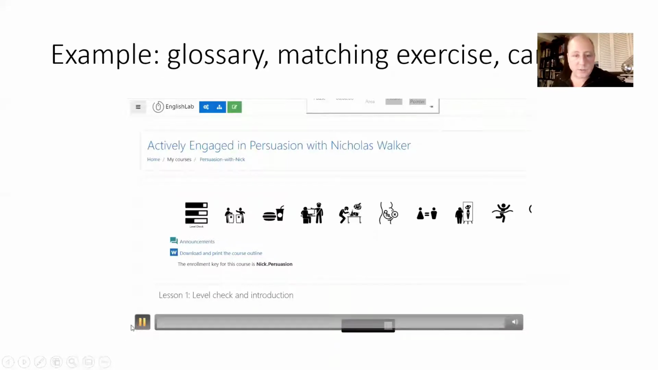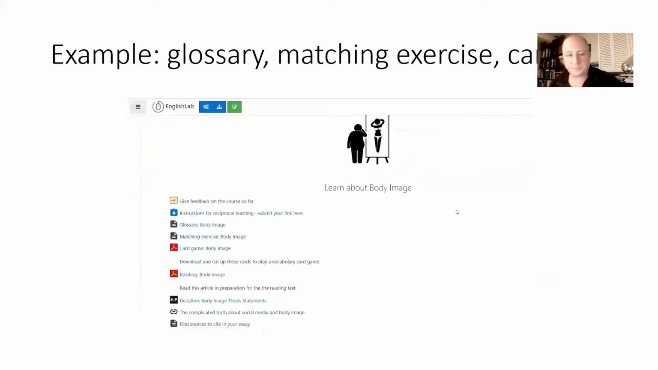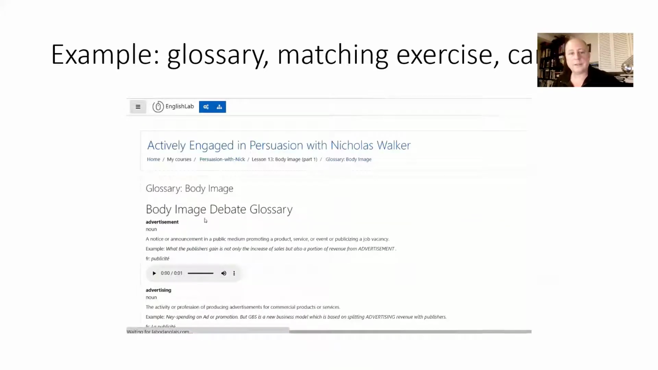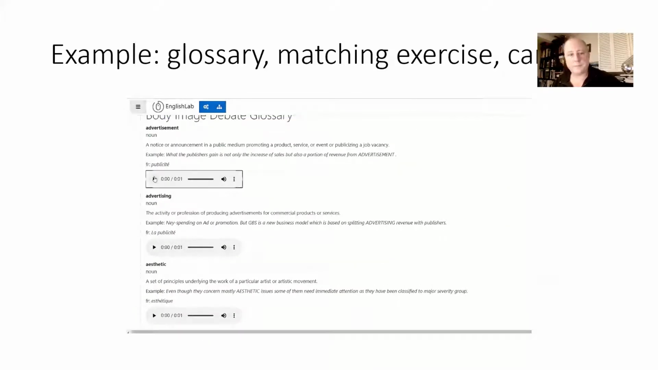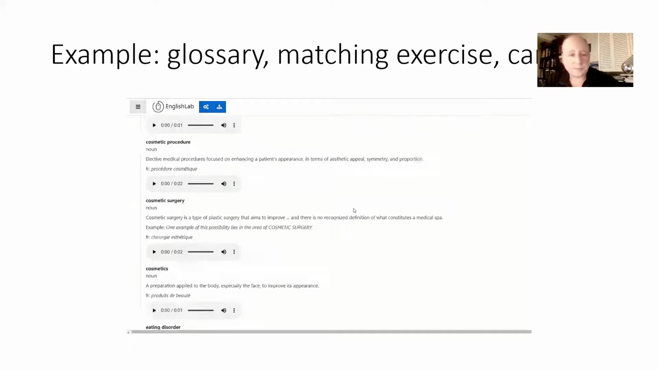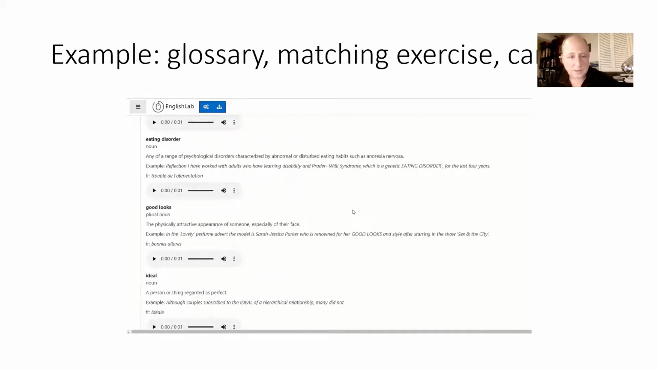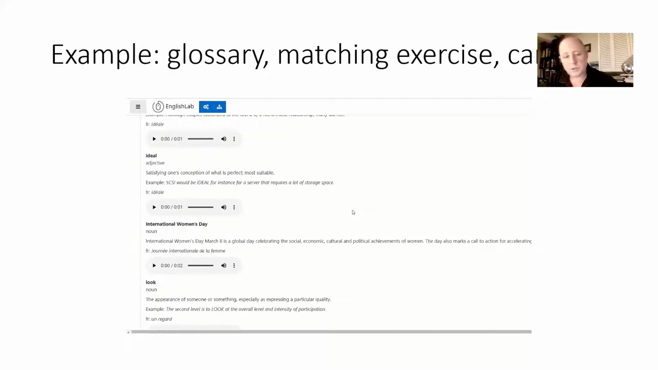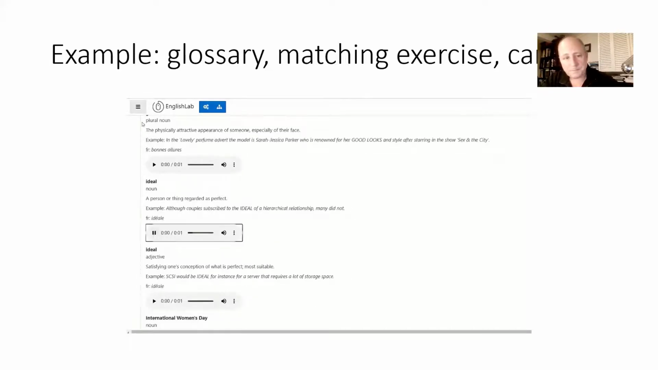So here's what I want to show you. Like, for instance, this one's on body image. Click on glossary. Advertisement. You can hear the pronunciation. You can put in pictures. Anorexia. There are translations, all of that. What's good about it also, Ideal.